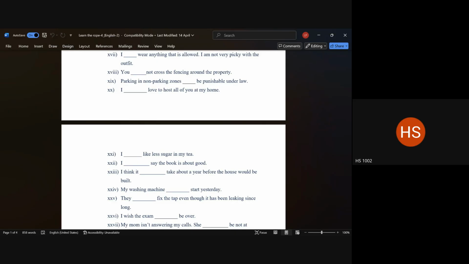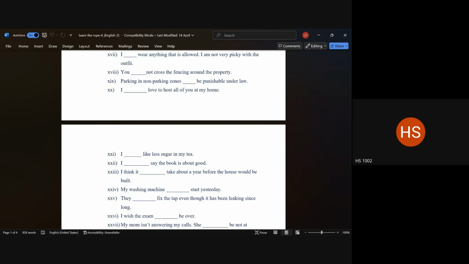Okay, so the 20th one: I love to host all of you. Would. I would love to host you, host all of you at my home. I would love to host all of you, yes. Politeness and volition, correct.